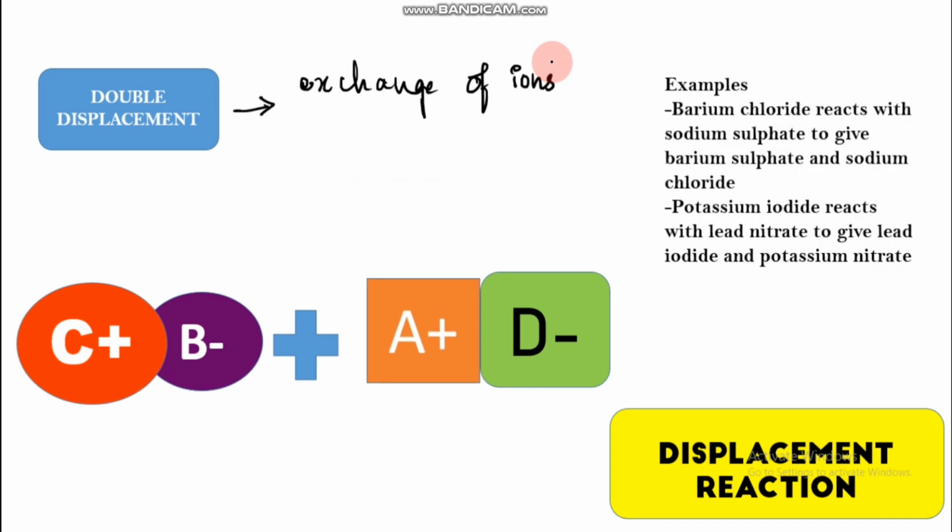So A plus and C plus have got exchanged. Just the exchange of ions is going to take place between the compounds to produce new compounds. AB was there, now it is AD. CD was there, but now it is CB. So now CB and AD are the new products which have been produced. This is called a double displacement reaction.